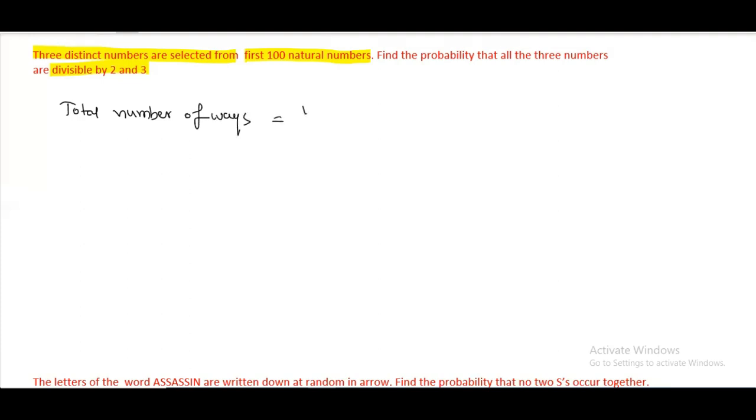How many numbers are given? 100 numbers are given. From the 100, we should select three numbers. That can be done in 100C3 ways. This is our sample space n of S. So now, what are our favorable outcomes? What is the discussion here? Whatever three numbers we are selecting, those are divisible by 2 and 3.